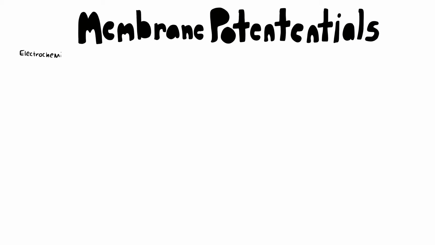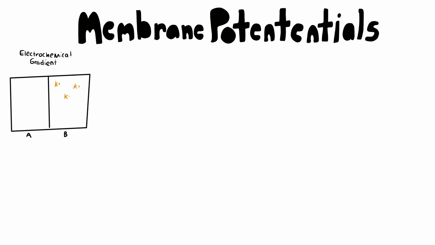So first you need to understand electrochemical gradients. And this can be determined well if you look at two different cells with a semi-permeable membrane. In this case, let's say it's permeable to potassium. If there's a higher concentration gradient in one of these two cells, then the potassium is going to want to flow to where the lower gradient is.